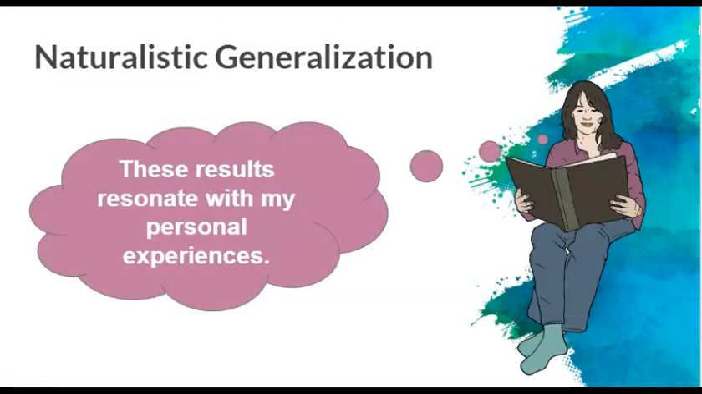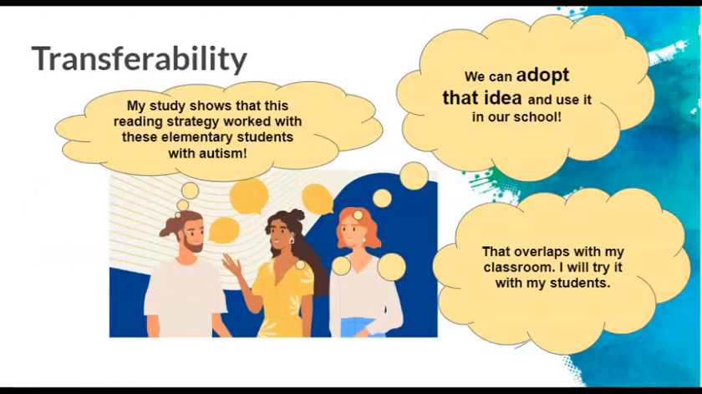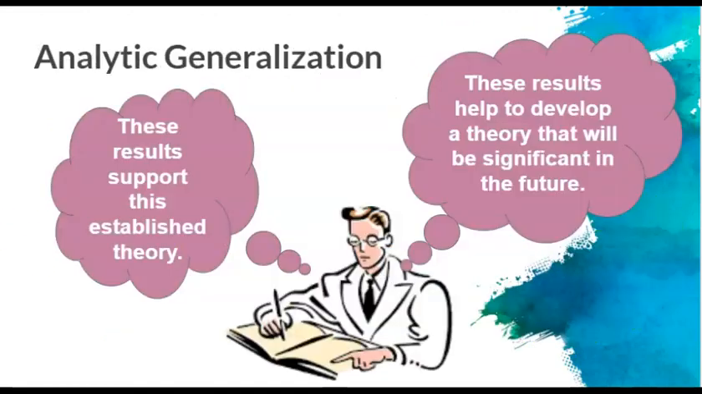So it might be a naturalistic generalization where we say, these results resonate with my personal experience. It's a feeling you get like, oh, this applies to me. Or we might use a kind of generalization called transferability, where one teacher is saying, hey, my study shows that this reading strategy worked with these elementary students with autism. And other teachers might read this and say, hey, I can adopt that idea and use it in our school because we have some students who are similar. Or a teacher might say that overlaps with my classroom, so I'm going to try it with my students. So this is called transferability.